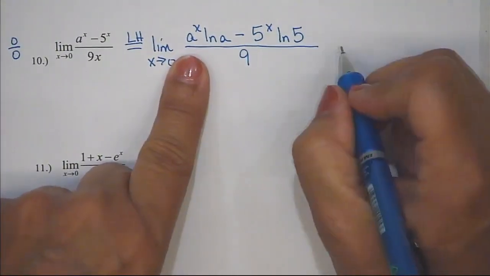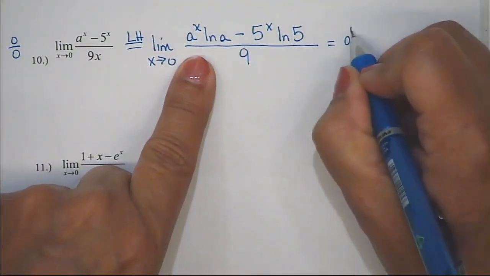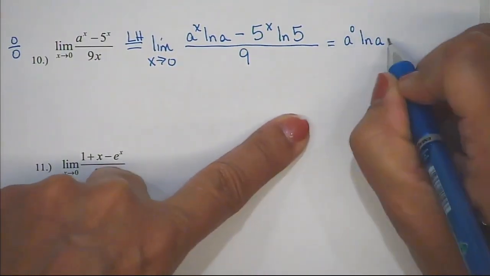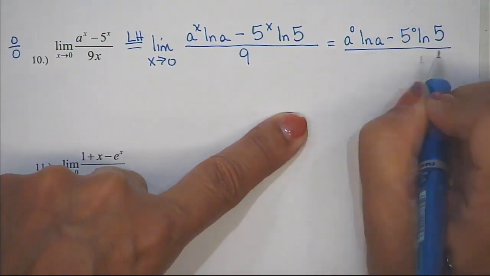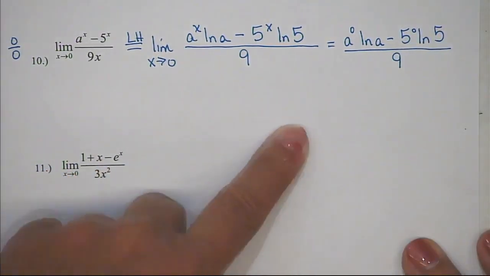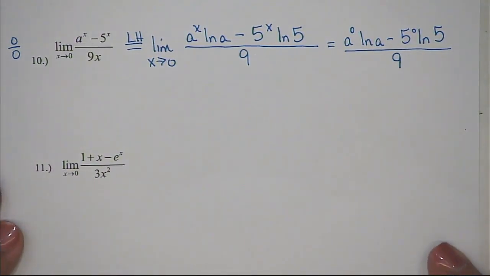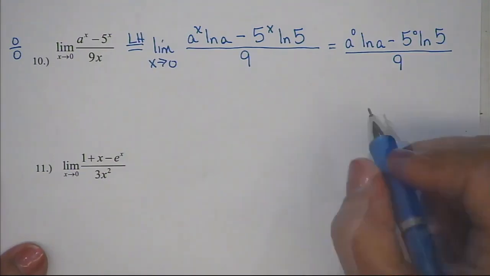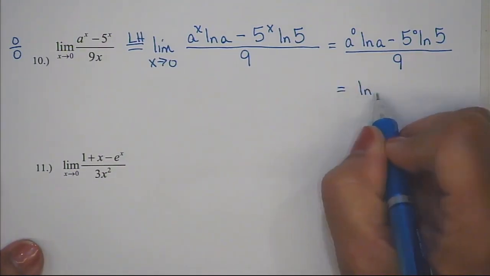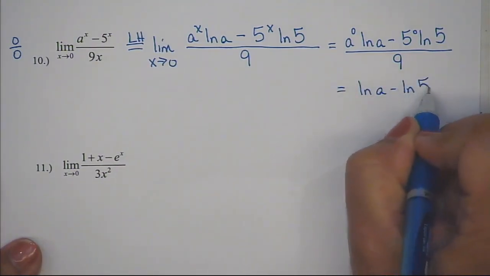So if we're now substituting in, I'm going to do a to the 0. I'll go and write it out. You can do it in your head if you want, but this is what I have. So a to the 0 times the natural log of a minus 5 to the 0, natural log of 5, over 9. So the a to the 0 is 1, and 5 to the 0 is 1. So I end up with the natural log of a minus the natural log of 5 over 9.